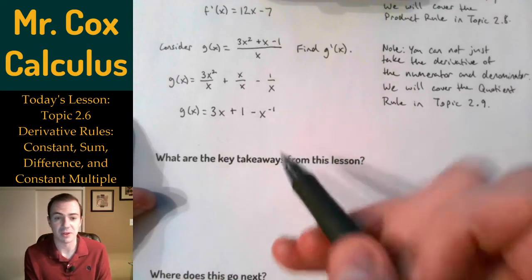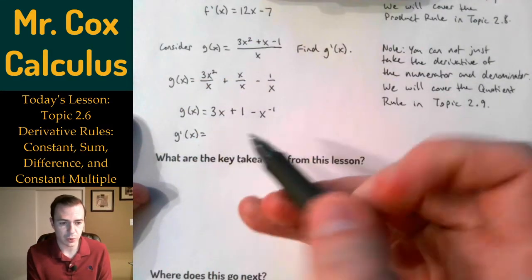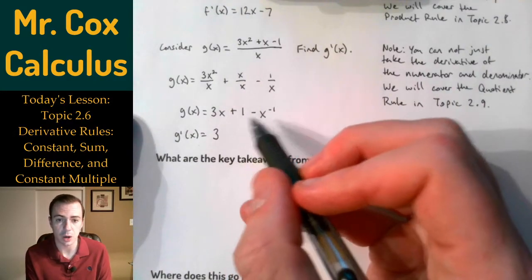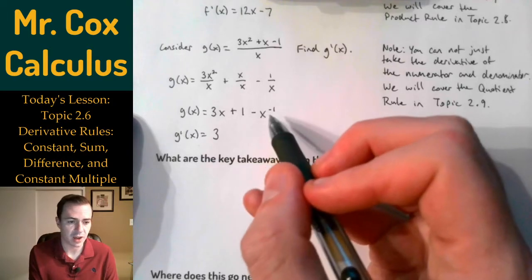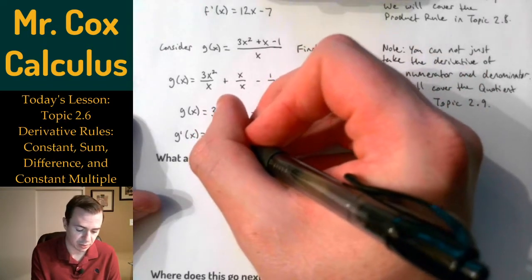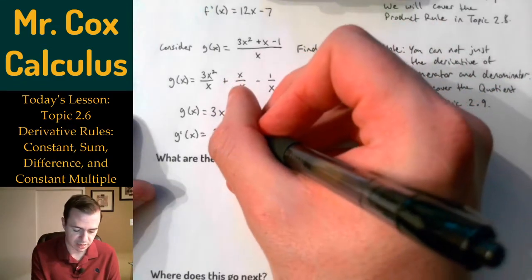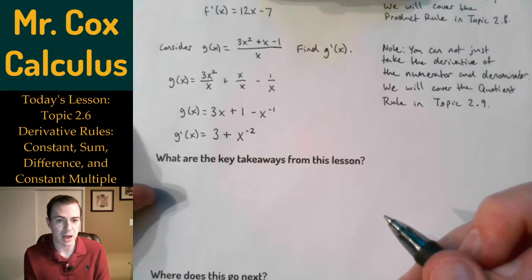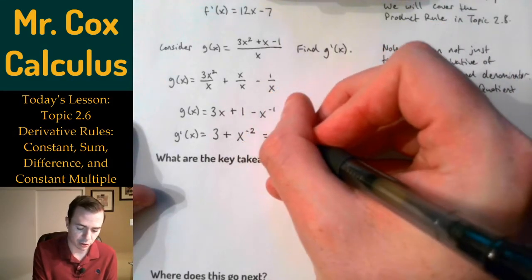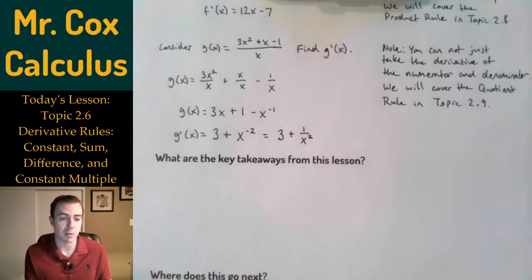So now I can take the derivative of each piece to find g prime of x. Well, the derivative of 3x is 3. The derivative of 1, remember, of a constant is 0. And then I can apply my power rule here to find the derivative of x to the minus 1. The minus 1 is going to come out in front, and so this actually becomes now plus x. And then I reduce the power by 1, so this is now plus x to the minus 2 power. And then I want to go ahead and simplify that without any negative exponents. So this ends up being 3 plus 1 over x squared. And that's actually what g prime of x comes down to.